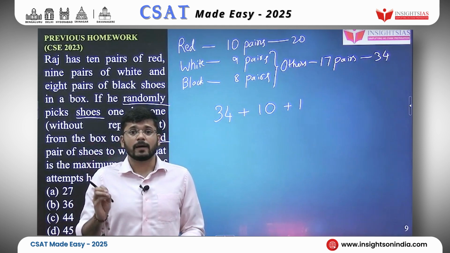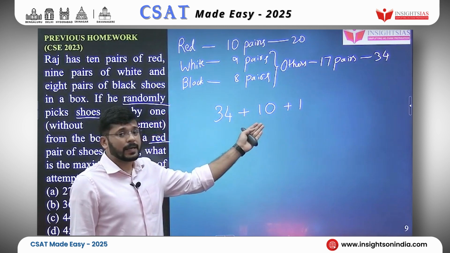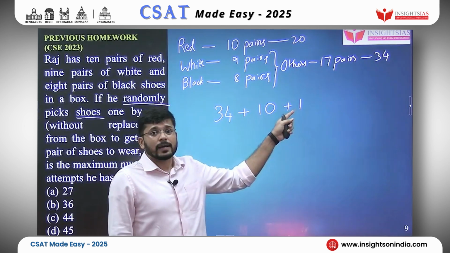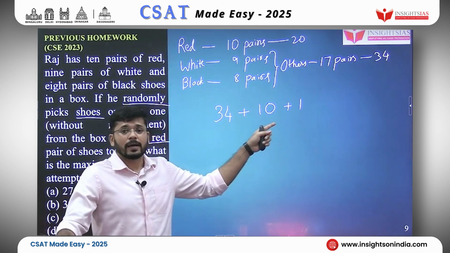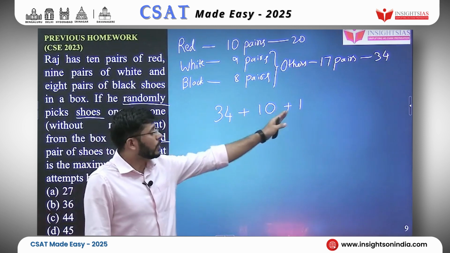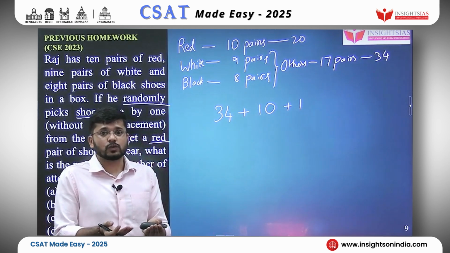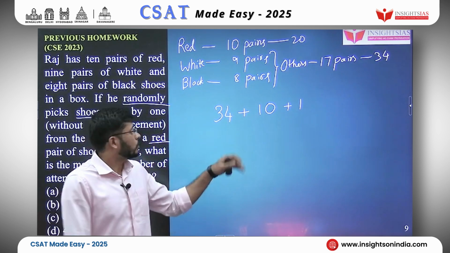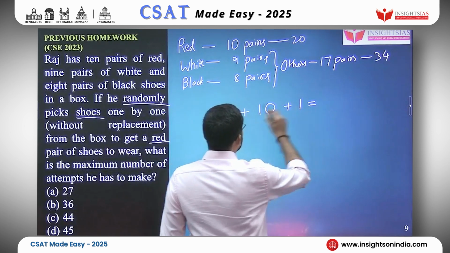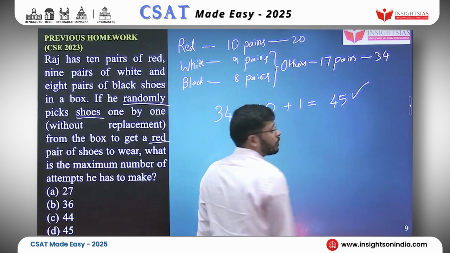Now after doing these pickings, the last one he will pick will definitely be a right leg red shoe. So now he will be definitely sure that he has at least one red pair. So what would the answer be? 34 plus 10 plus 1, that would be 45. So your answer is 45.